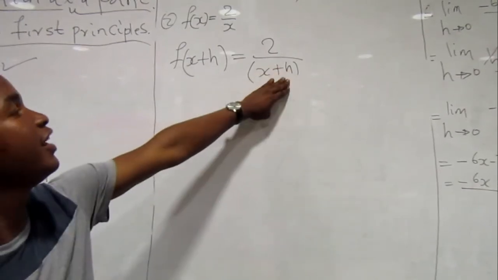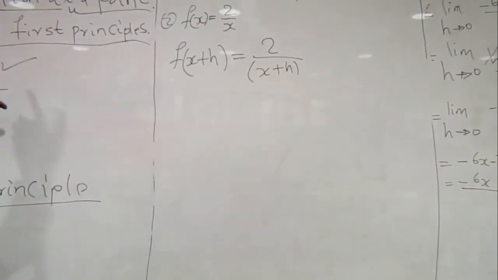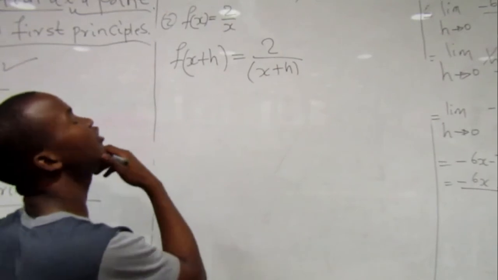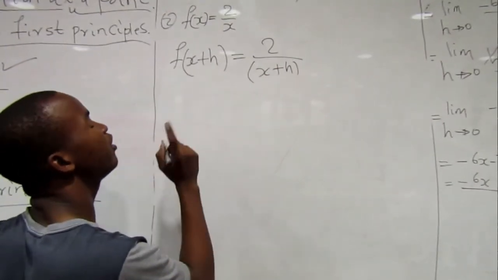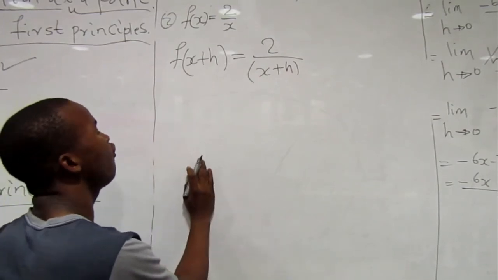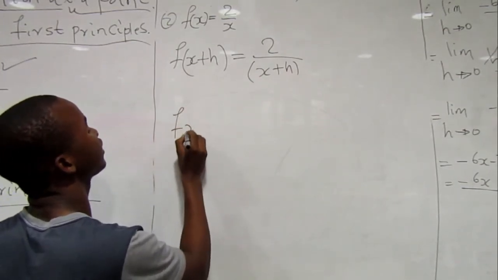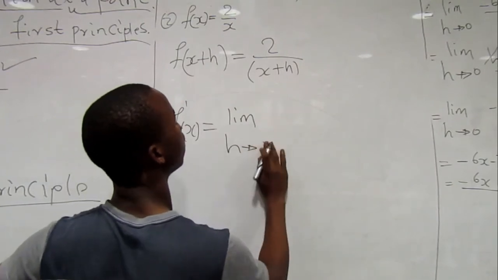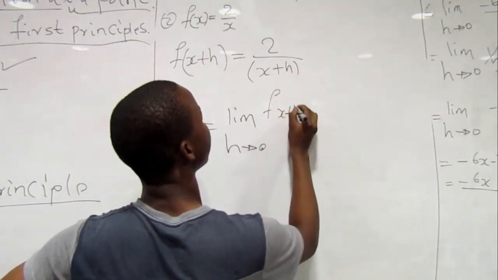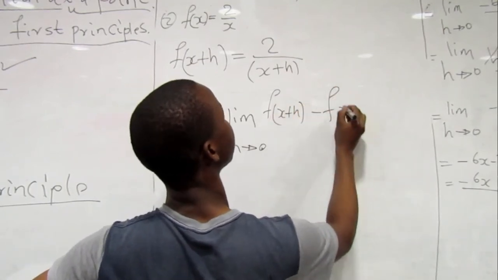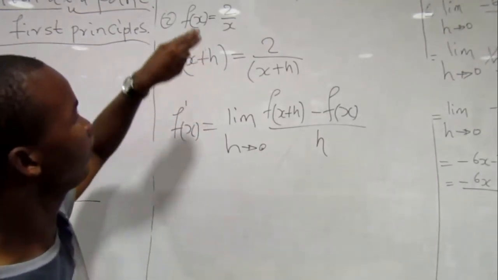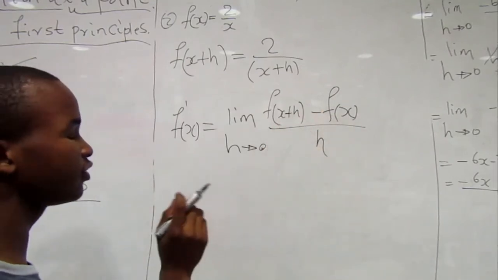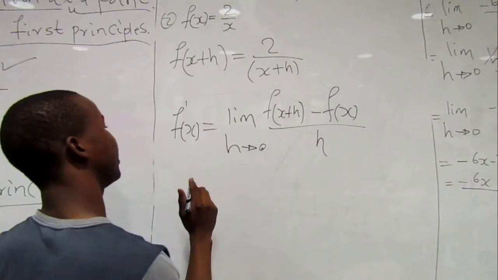Then we are done. We can't simplify this. We take straight from the general formula of the derivative from first principle, which is f prime of x equals the limit as h approaches 0 of f of x plus h minus f of x, divided by h. Then we have f of x, we have f of x plus h. We substitute accordingly. Do not forget to put brackets when you are multiplying.